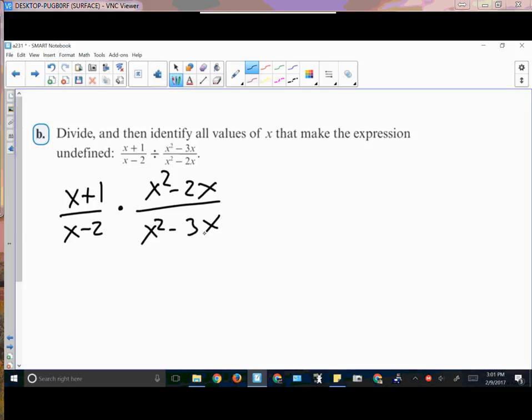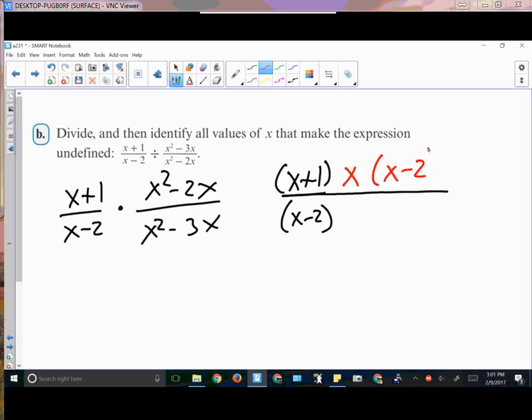Then, if you need to, factor. So this turns out to be x plus 1 is still there, in parentheses. X minus 2 is still there. So I look up here, what can I factor? Well, I can factor an x out, and I'll be left with x minus 2. Now in the denominator, I see that I can factor out an x as well, so I would be left with x minus 3.